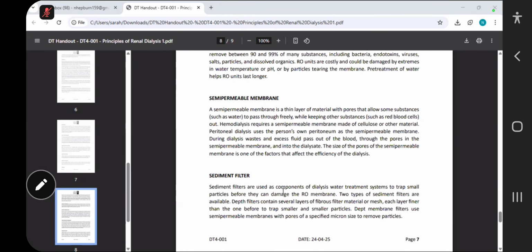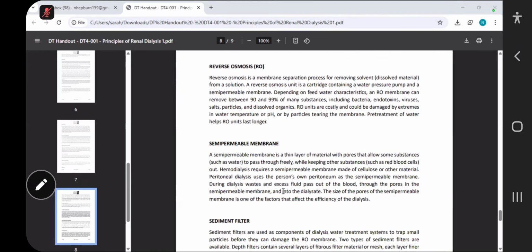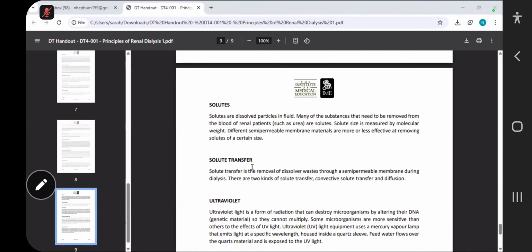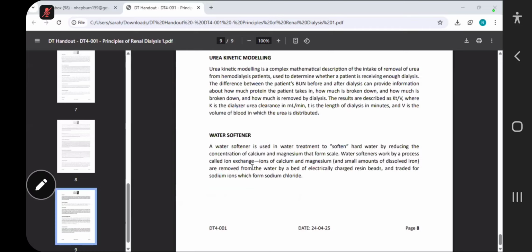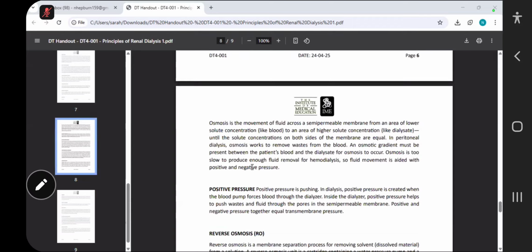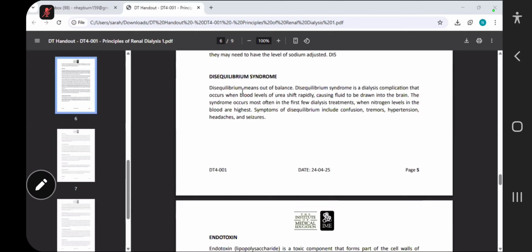Okay, I guess I have one student in the class. Yes, you're the second person in the class, with the semi-permeable membrane. Disequilibrium syndrome, I am looking for that. Do you all know what this is? I remember I was speaking to you all about disequilibrium syndrome, and I was talking about my patient that got it.